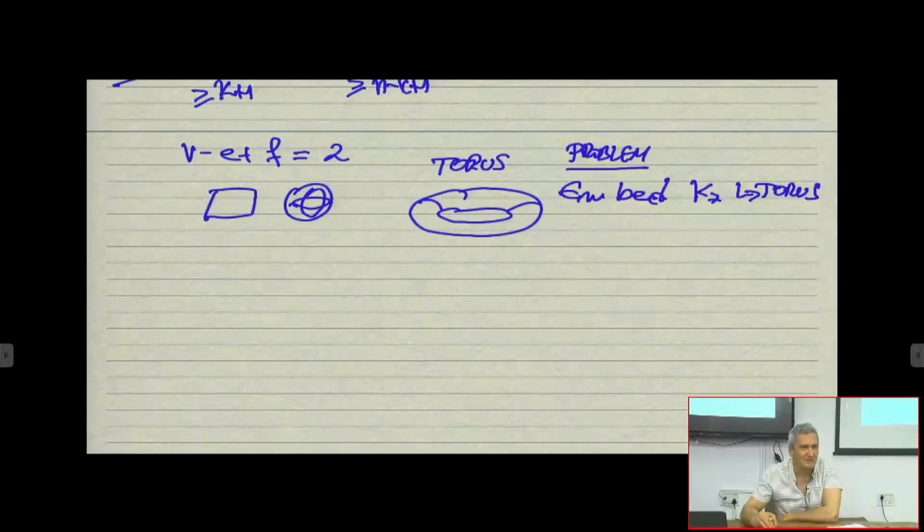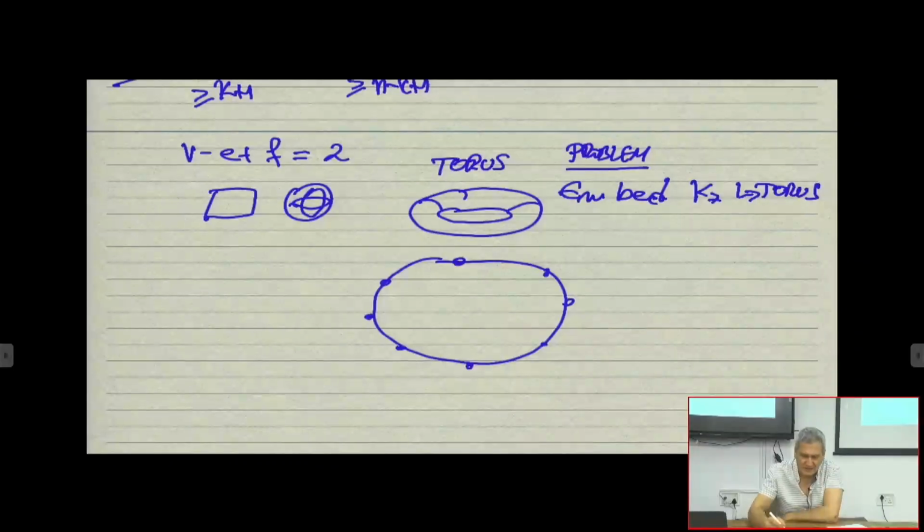And what about the projective plane? Do you know what the projective plane is? You take one disk, and now you identify opposite points. That's a non-orientable surface. The torus is an orientable surface of Euler genus 2, and this is a non-orientable surface of Euler genus 1. And I can now embed in the projective plane, for example, K6.